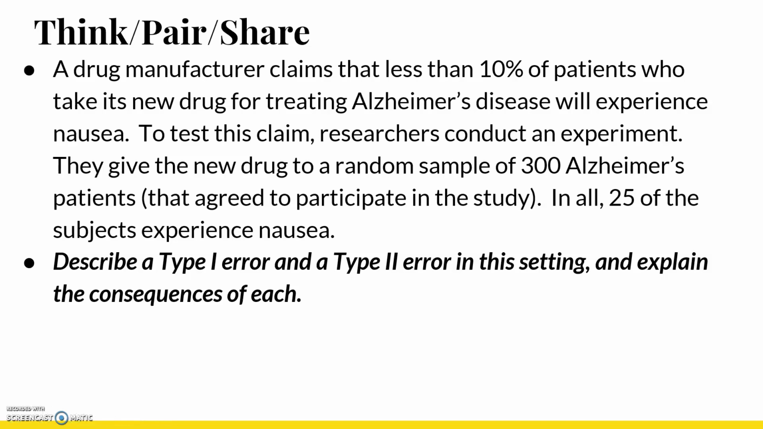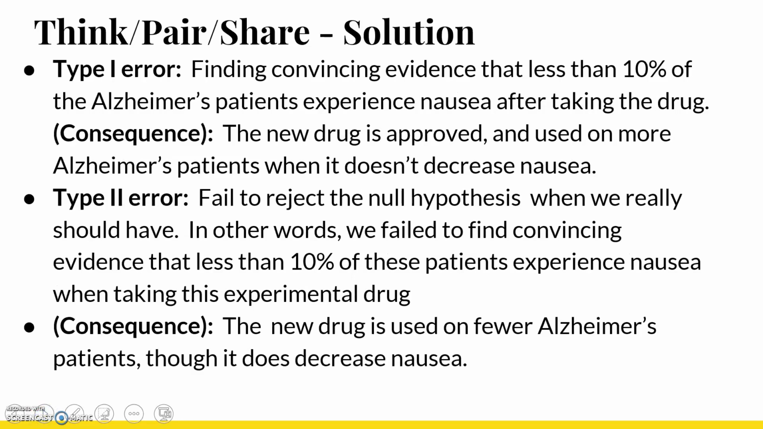Okay, so here, let me go ahead and write out our null hypothesis and our alternative. So H naught is P is equal to 0.10. Our alternative, H sub A, P is less than 0.10. Always helpful to write this out and refer back to it.